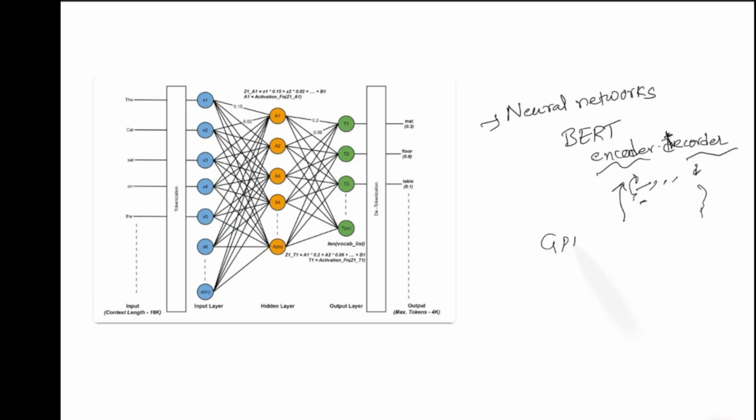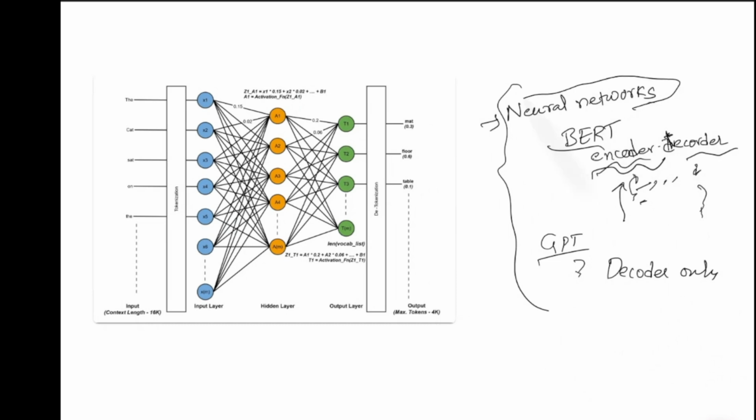GPT models are decoder-only models, right? They don't have the encoder piece. But why is it decoder only? What is the disadvantage of not having an encoder? All of that, if you are interested, we can cover in upcoming sessions. But for now, this knowledge is sufficient. At the heart of it, all of this, BERT, GPT, encoder, decoder, everything is a neural network, right?